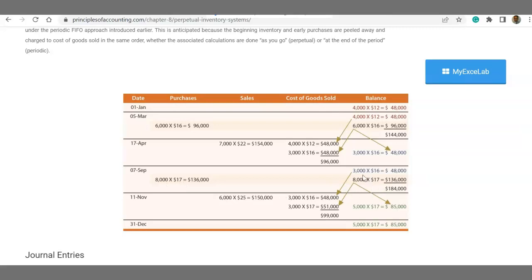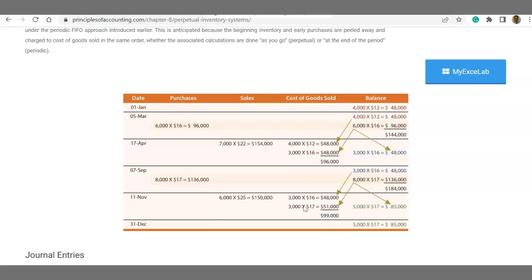So 3,000 comes from the previous layer, 8,000 comes from the new purchase layer. And now in November 11, we sold 6,000 units. Out of that 6,000 units, 3,000 comes from layer number 1 at top here. And then that's not enough. So we take another 3,000 out of these 8,000 units at $17. Combined, that will be my cost of goods sold.